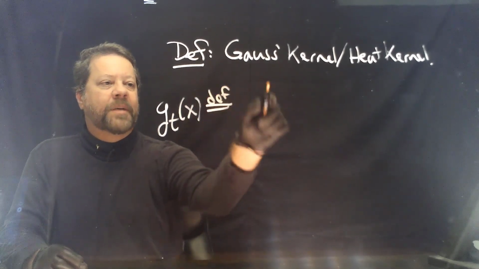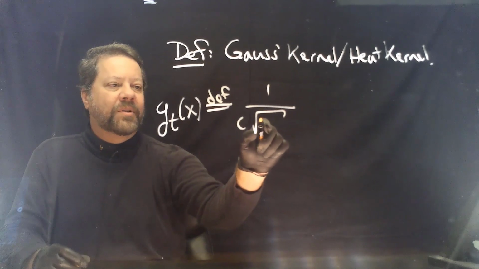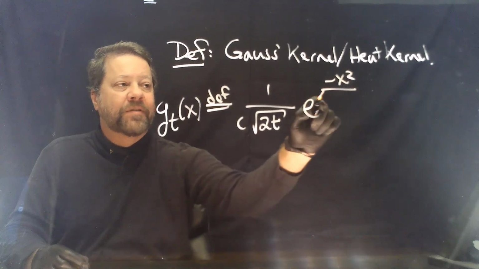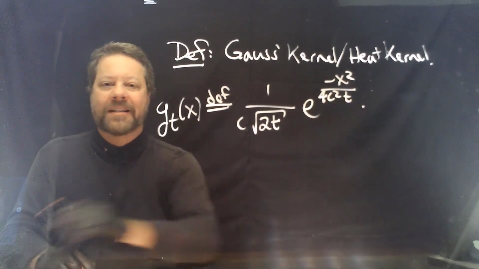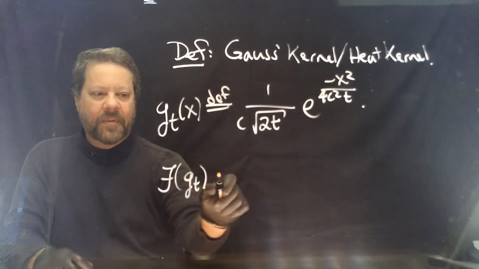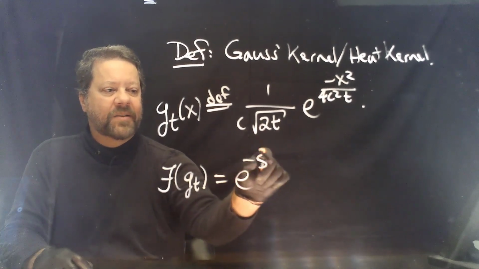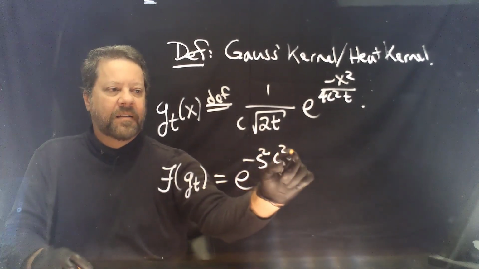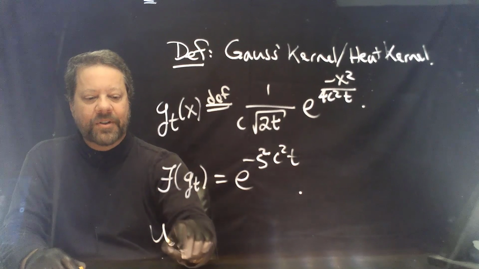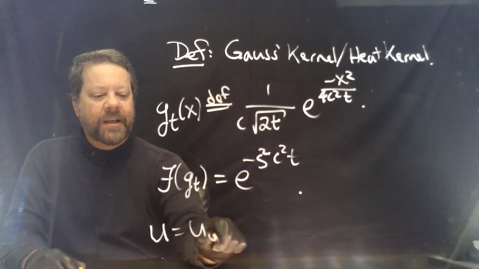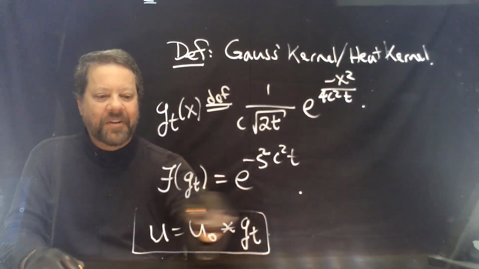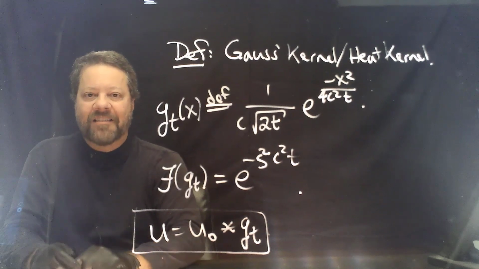It's going to be defined to be 1 over c root 2t times e to the minus s squared over 4 c squared t, where it can be shown that the Fourier transform of g_t is e to the minus s squared c squared t. And it follows immediately then that the solution to our heat equation is going to be our initial data convolved with the heat kernel, giving you a beautiful solution to an entire class of problems.